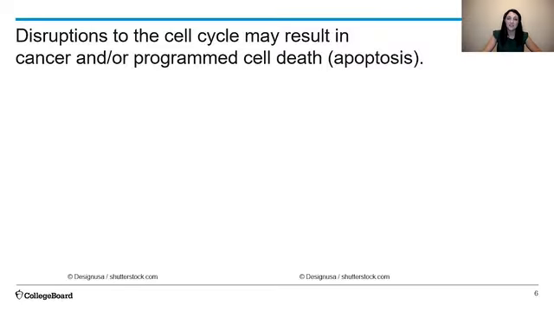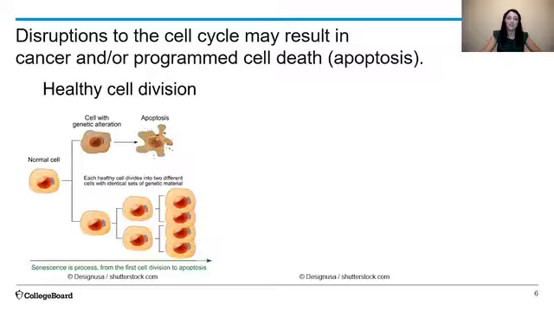Sometimes there can be disruptions to the cell cycle that could result in cancer or what we call apoptosis, which is programmed cell death. So we look at this first image, we see a normal cell that's going through the cell cycle, and the daughter cell from the first round of cell division here at the top has gone through some sort of genetic alteration. And so to prevent making copies of a cell that has a genetic alteration that could be harmful, the cell is triggered to go through what we call apoptosis and have programmed cell death. And you can see that happening in the diagram.